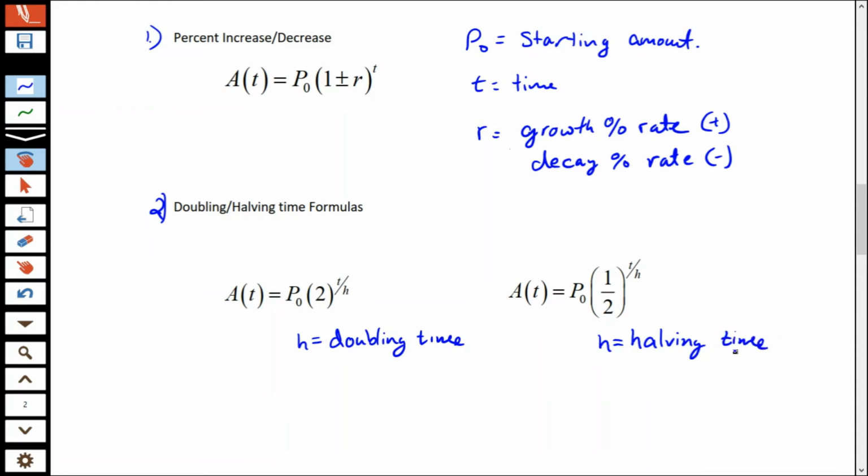Okay? As we solve these, sometimes we're going to be solving for the exponents, and when you solve for an exponent, you're going to have to log both sides of the equation, okay?